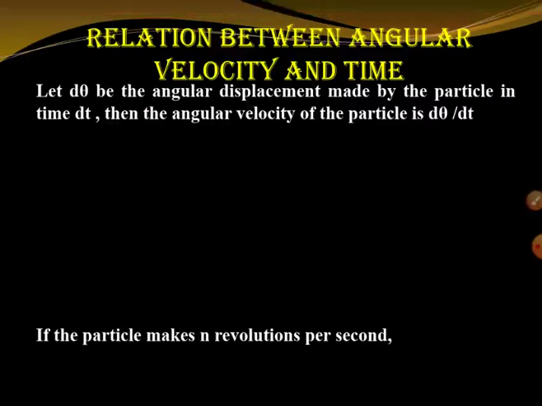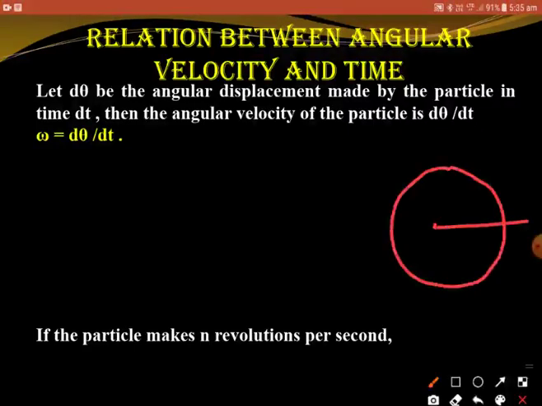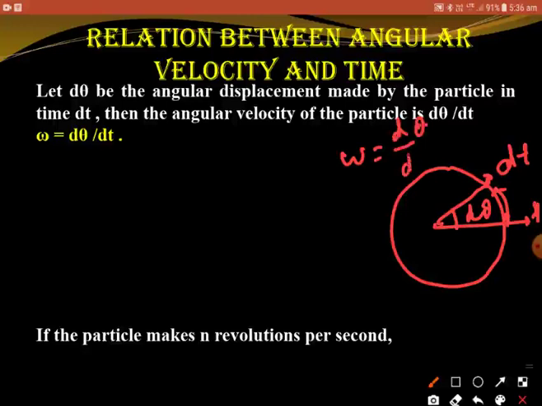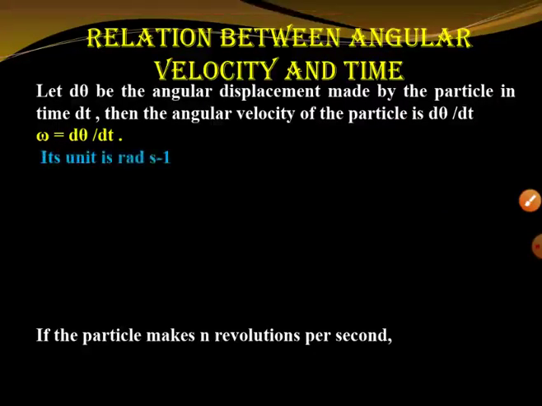Now let's see the relation between angular velocity and time. If d theta is the angular displacement made by the particle in time dt, taking the reference axis as the x-axis, then during the small time dt, if the angle described by that rotating body from here to here is d theta, your angular velocity will be defined as d theta divided by dt. Its unit is radian per second. We know angle is measured in radians and time in seconds, so it will be radian per second.